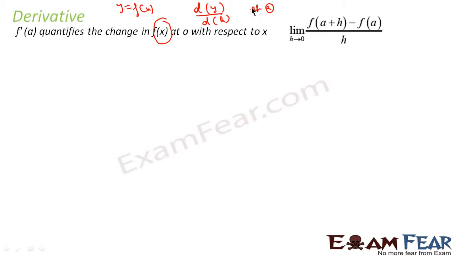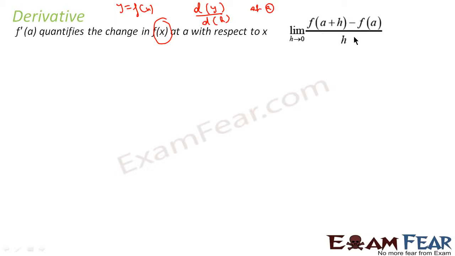So if I say dy by dt is the speed of the car, the speed of the car is not the same always. At point 0, the speed of the car may be 2 meter per second. At point 5, the speed of the car may be 10 meter per second. At point 10, the speed of the car may be 60 meter per second. The speed, that is the rate of change of distance with respect to time, also changes with the point we are referring to. So at point a, if you want to find the rate of change of this function with respect to h, then we can use this formula.